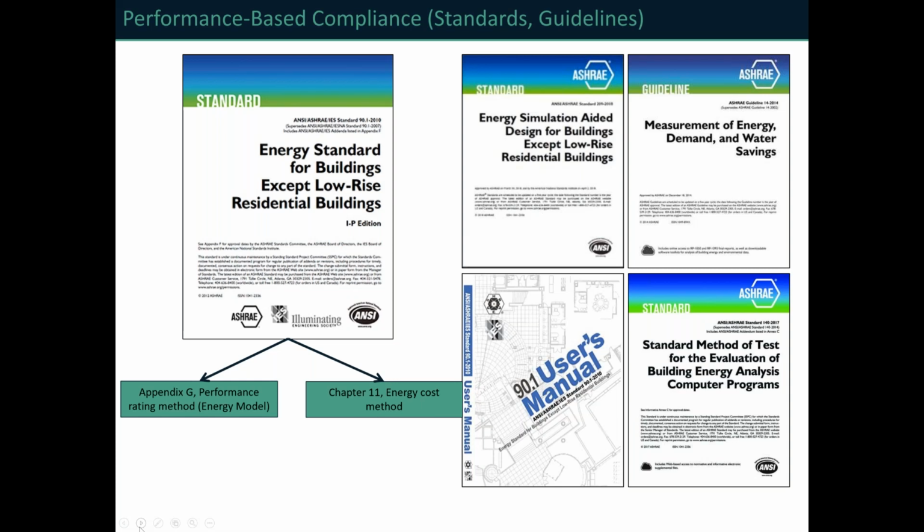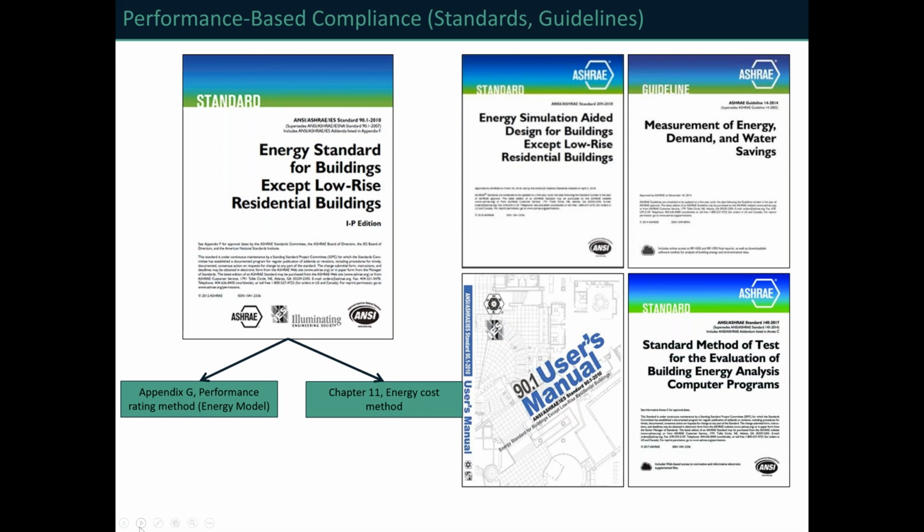ASHRAE 90.1, whose best chapter is Appendix G, which is the performance rating method. That's specifically for energy modeling. And there is Chapter 11, which is the energy cost method, that shows how to get the results for cost modeling.